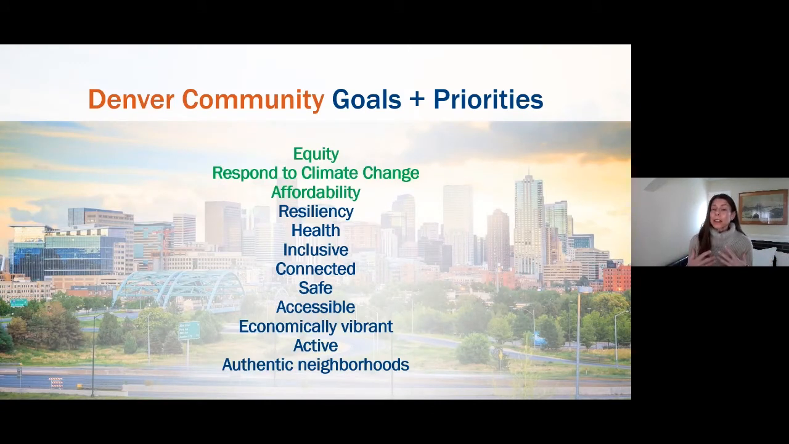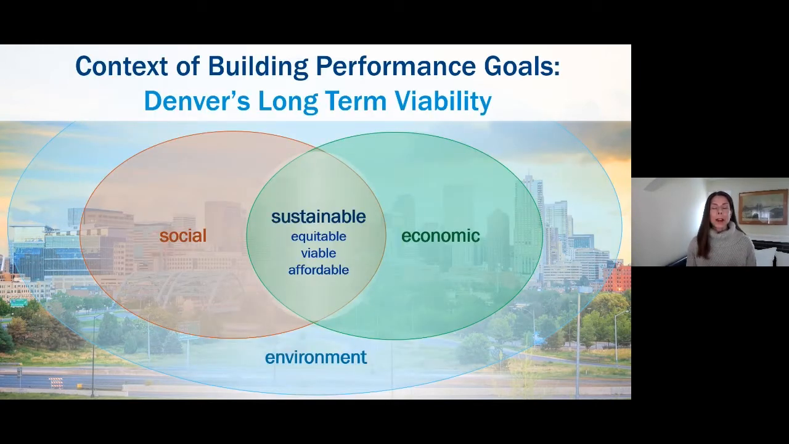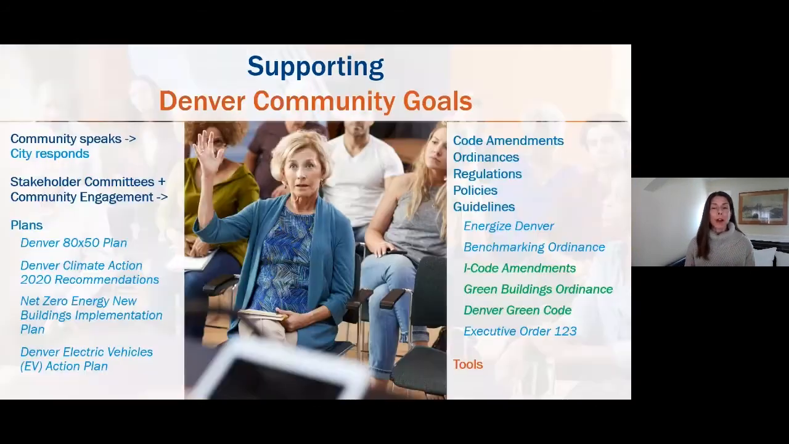The community is still coming to us with big goals related to equity and response to climate change and affordability, and it's our goal to continue to support those priorities that are being brought to us and to look out for Denver's long-term viability. We really have to look at the economic along with the environmental and the social factors all together at the same time to keep Denver viable for the long term. So we are talking a lot with the community, and we always welcome your voice.